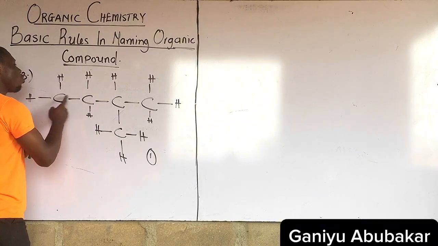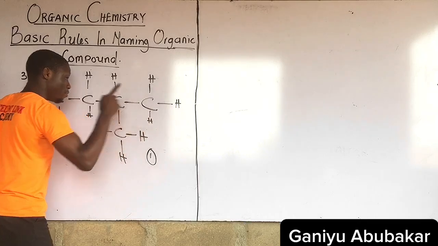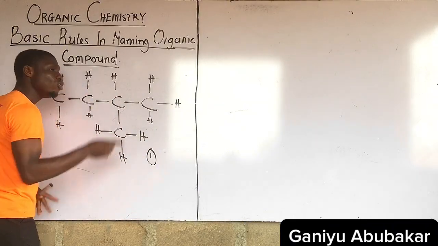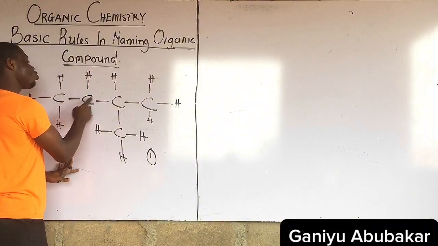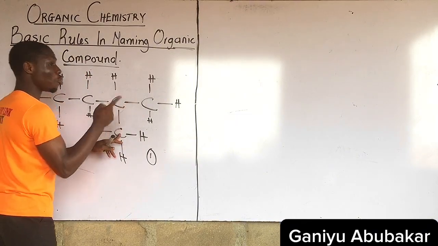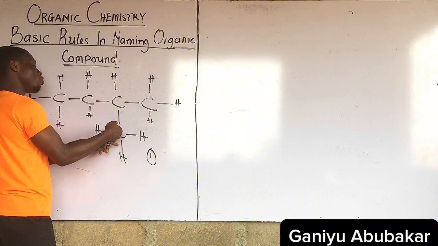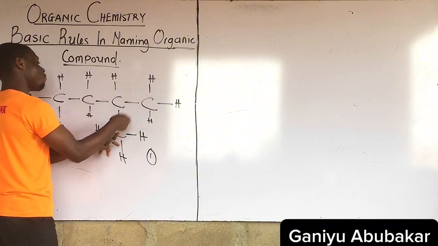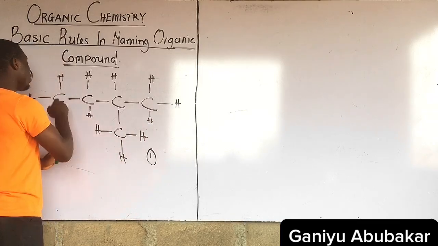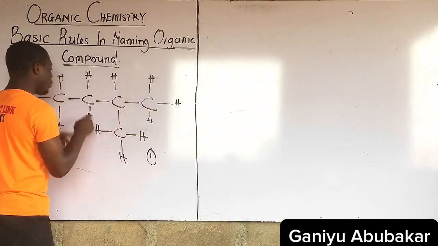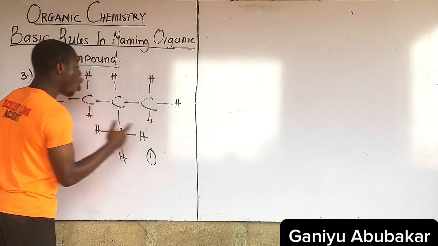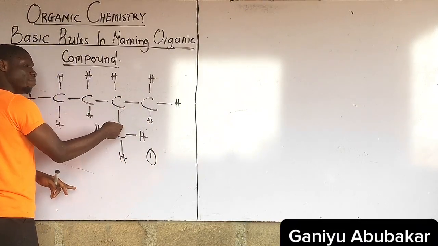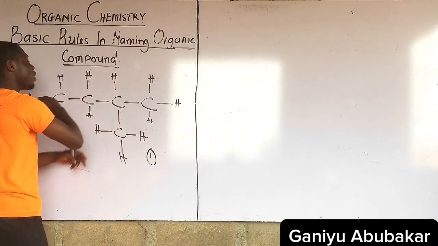For this one, I have 1, 2, 3, 4. Going like this is 4. Do not count like this, 1, 2, 3, 4, 5. This is wrong. There is no linkage between this carbon and this carbon, so I can't count 1, 2, 3, 4, 5. How do you count 1, 2, 3, 4? Because there's a linkage between them. There's a linkage between this carbon and this carbon, so either I go like this or I go like this.